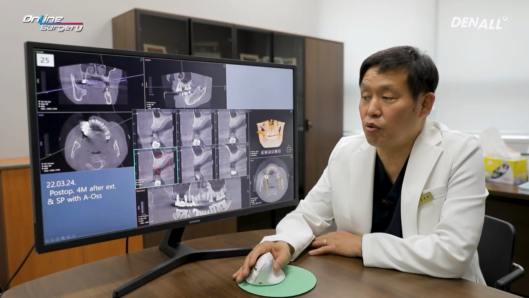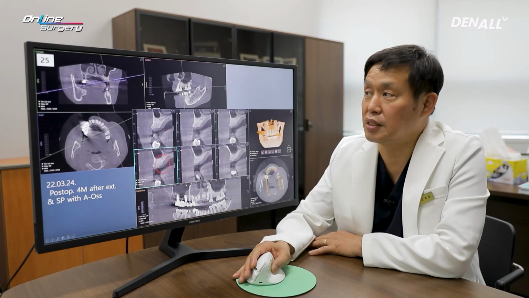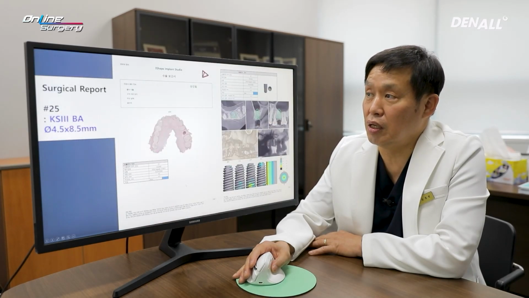This is 4 months after. If I were to do it again, I would have used A Oss collagen because it would have been more favorable for space maintenance. Because the palatal mucosa was thick, a bit of a collapse occurred.